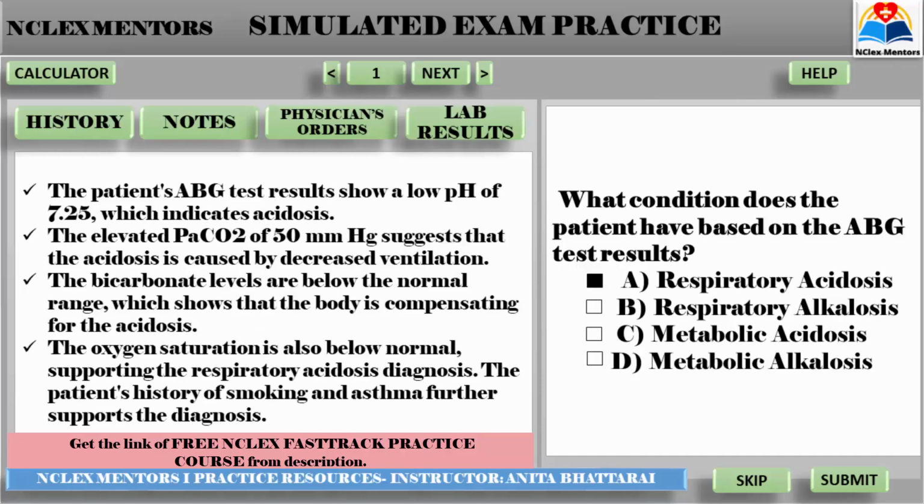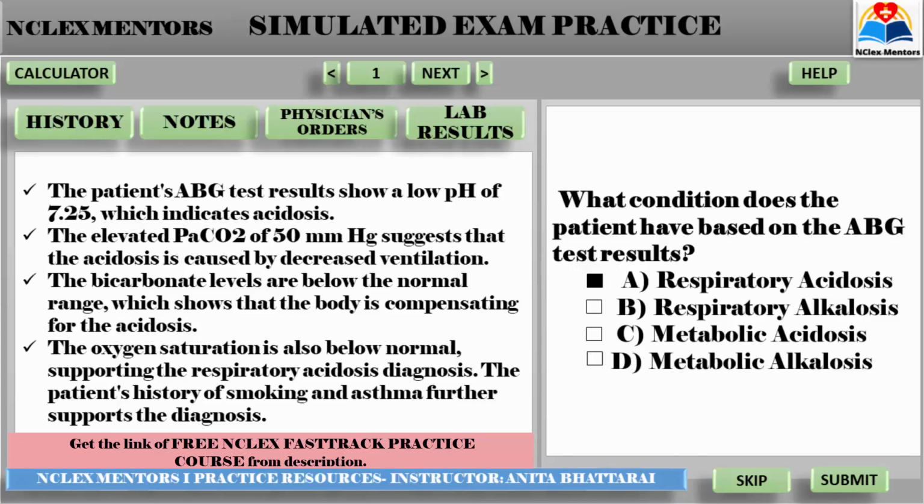Answer is A, respiratory acidosis. The patient's ABG test results show a low pH of 7.25, which indicates acidosis. The elevated PaCO2 of 50 suggests that the acidosis is caused by decreased ventilation.